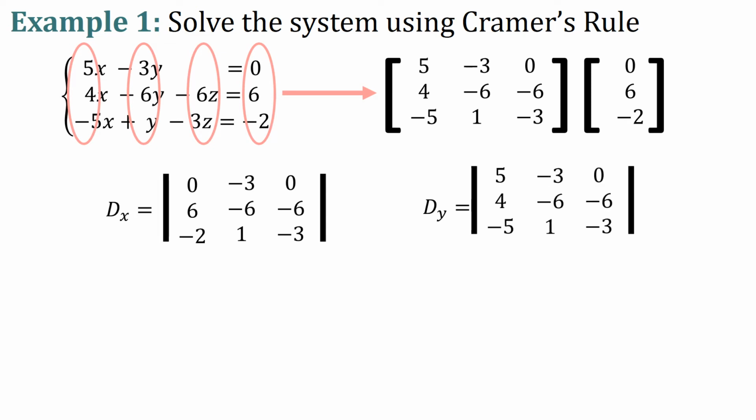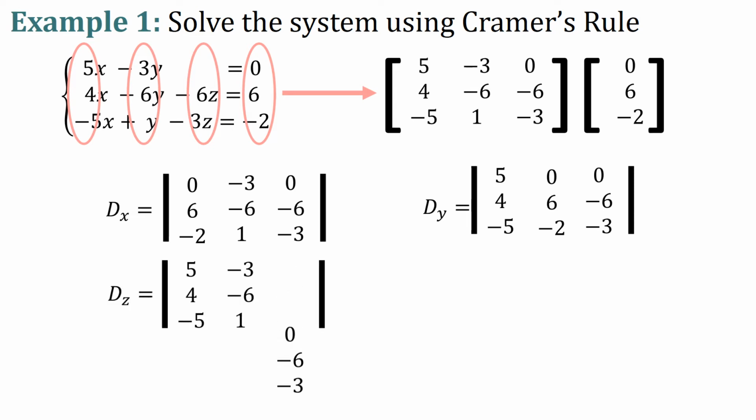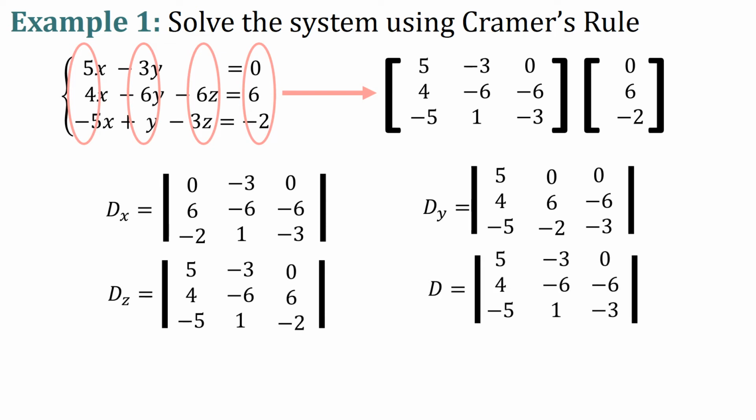D sub y, we're going to do the same thing, except this time we're going to remove our y coefficients and replace them with our answers. You will also need to find the determinant of this matrix. We're going to do the same thing with D sub z, but we need to remove our z coefficients and replace them with the answers. And we're going to find the determinant of the regular matrix, of our original coefficient matrix. At this time, you can pause the video to find the determinant of all three matrices. If you are unfamiliar with how to find the determinant of a 3x3, you need to go back and watch the video on finding determinants of matrices.